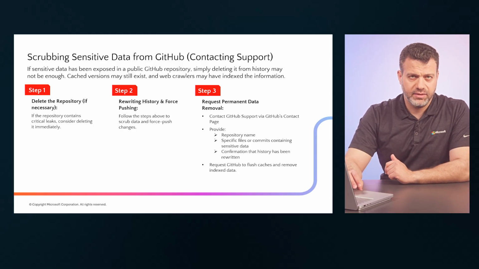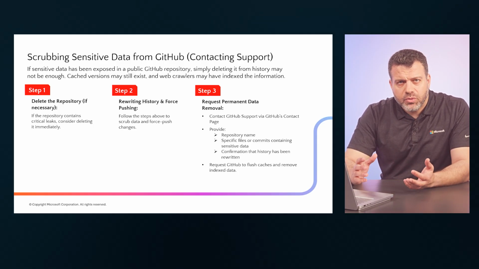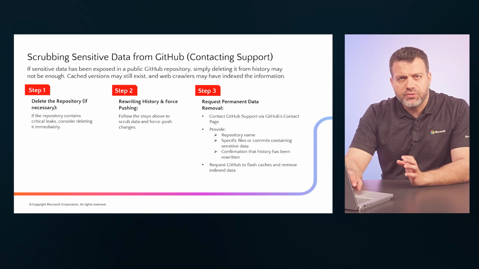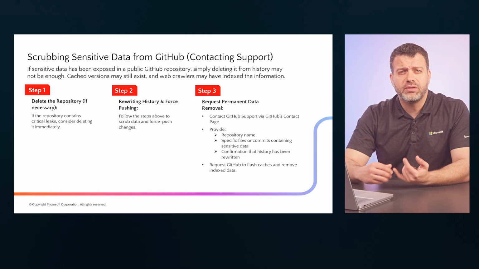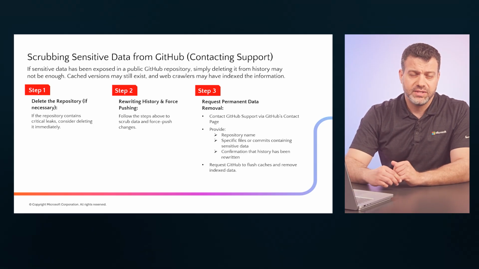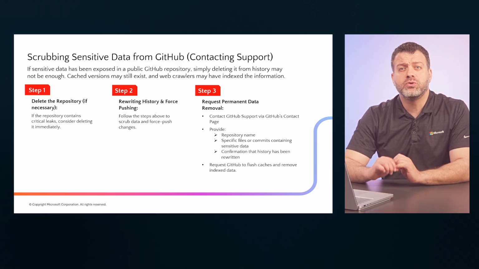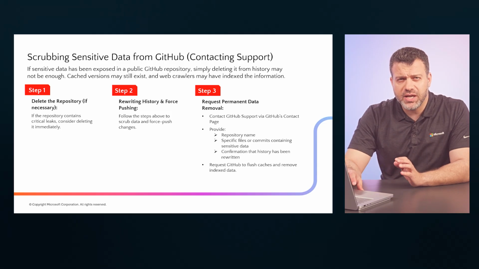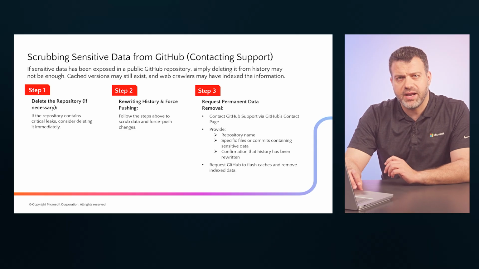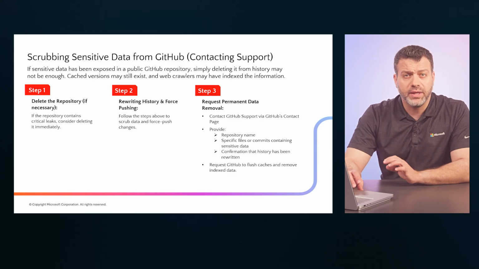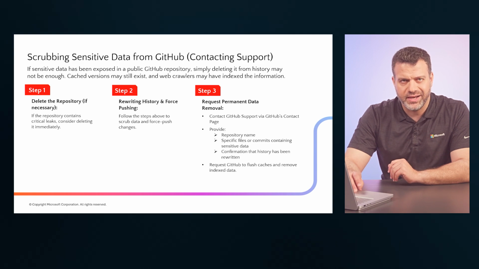You escalate. So, a full incident report flow. First of all, if a leak is critical, you may need to delete the repository entirely. Second, rewrite history and push changes, just like we saw in the previous slide. And third, contact GitHub support. They will permanently remove caches or index data.